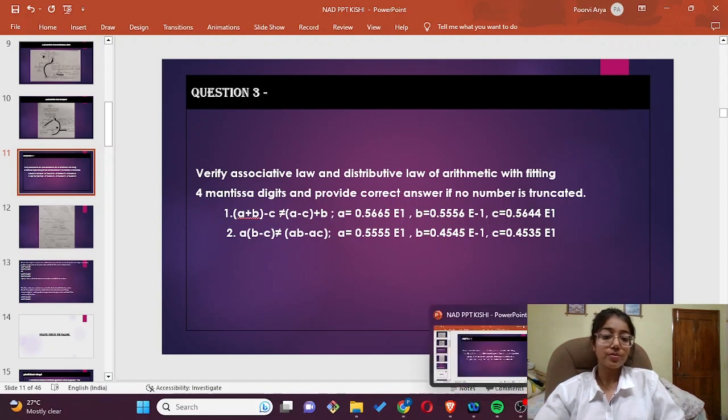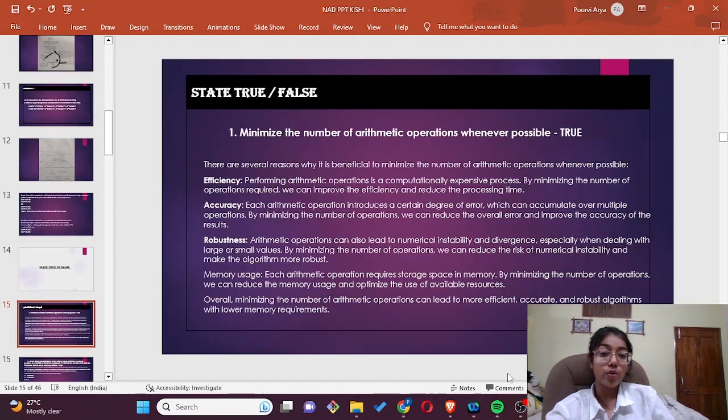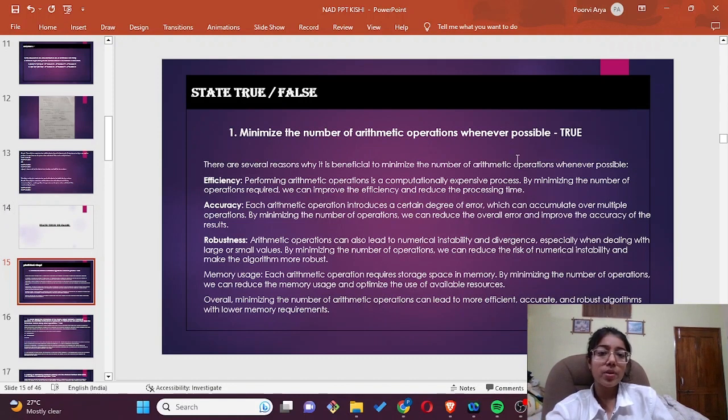Question number 4 is state true or false. First is minimize the number of arithmetic operations whenever possible. So there are several reasons why it is beneficial to minimize the number of arithmetic operations: efficiency, accuracy, robustness, and memory usage. Overall, minimizing the number of arithmetic operations can lead to more efficient, accurate, and robust algorithms with lower memory requirements. So the answer to this is true.